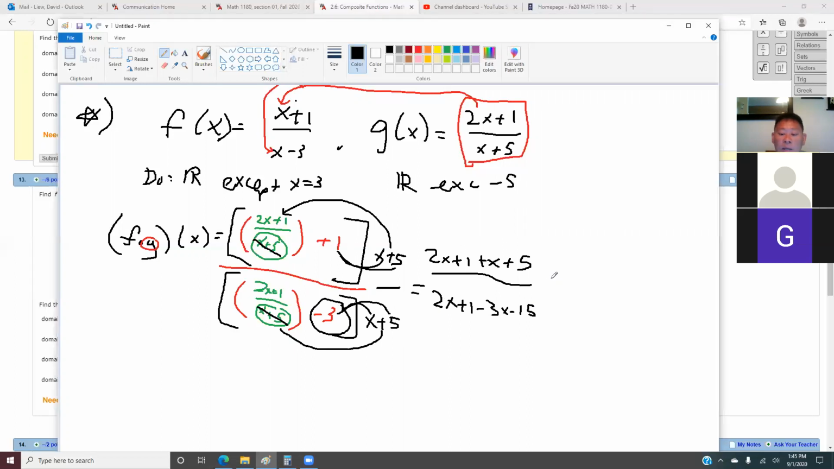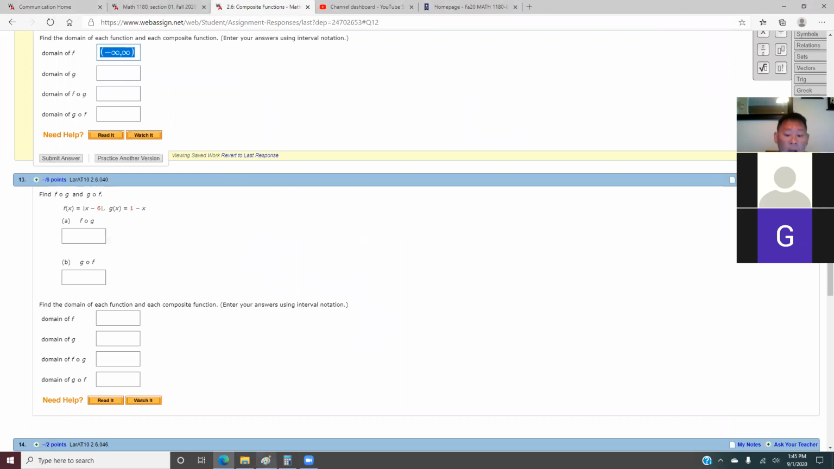And now what we need to do here is combine like terms and simplify. So 2x plus x is 3x. 1 plus 5 is 6. Same thing happens to the denominator. 2x take away 3x is negative x. And then 1 take away 15 is negative 14. So this is your f∘g(x) function. Okay, it's tough. It's not easy. I didn't say it's easy, right?